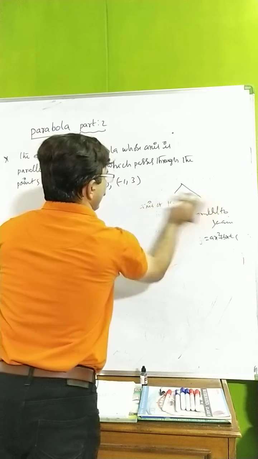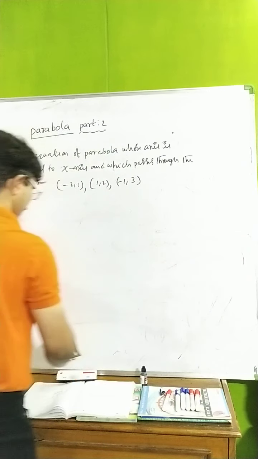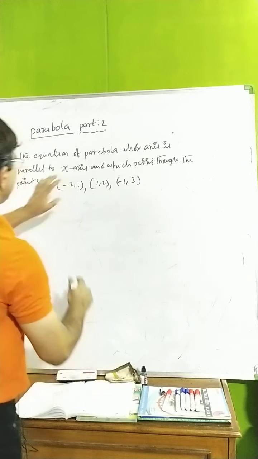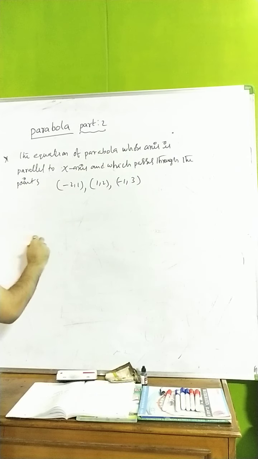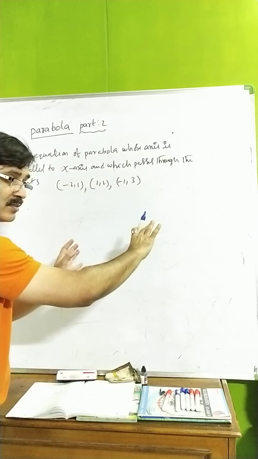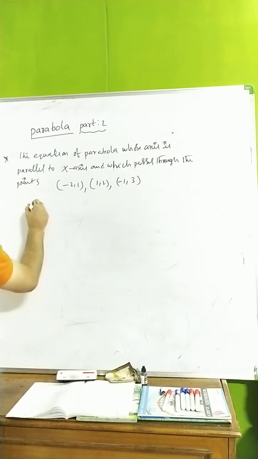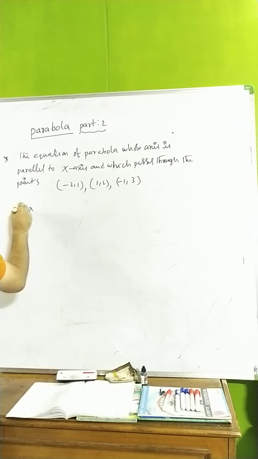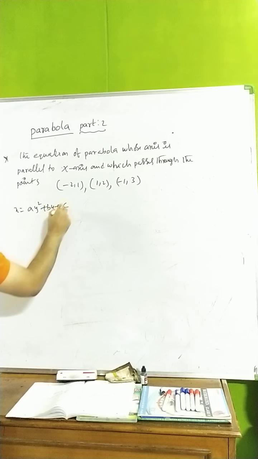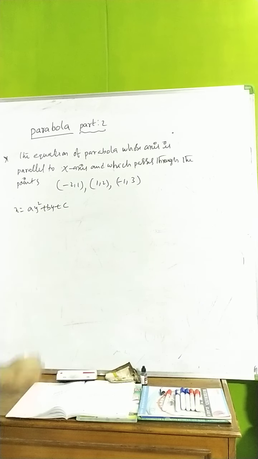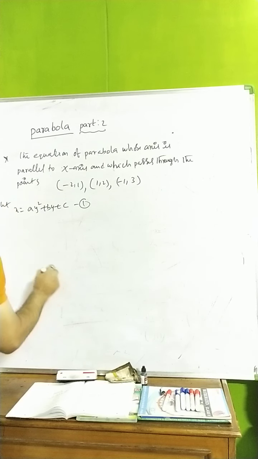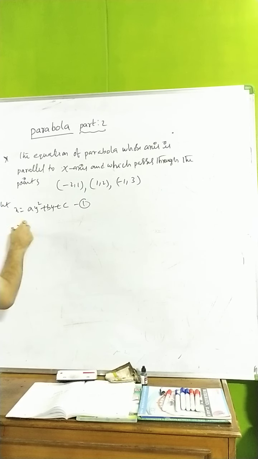Now you see what I am doing here. According to the question, parallel to x-axis is said. Parallel to x-axis means a parabola whose axis is the x-axis, y square equal to 4ax. So now we are getting x is equal to ay square plus by plus c. Let us assume that the equation is like this. Now start substituting. Minus 2 comma 1 I am substituting here.